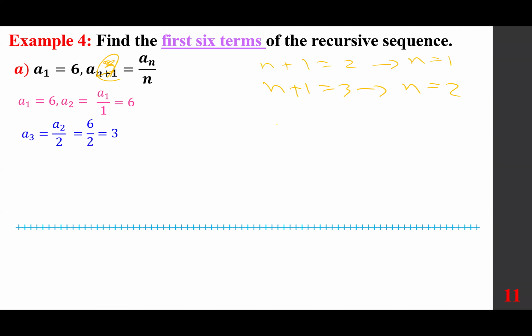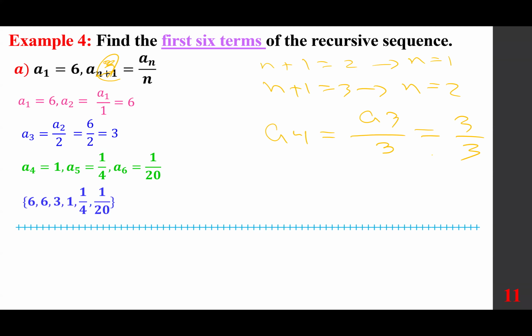If I want a sub 4, according to this formula, it is a sub 3 divided by 3, which is 1. And you can write the rest of them on your own.